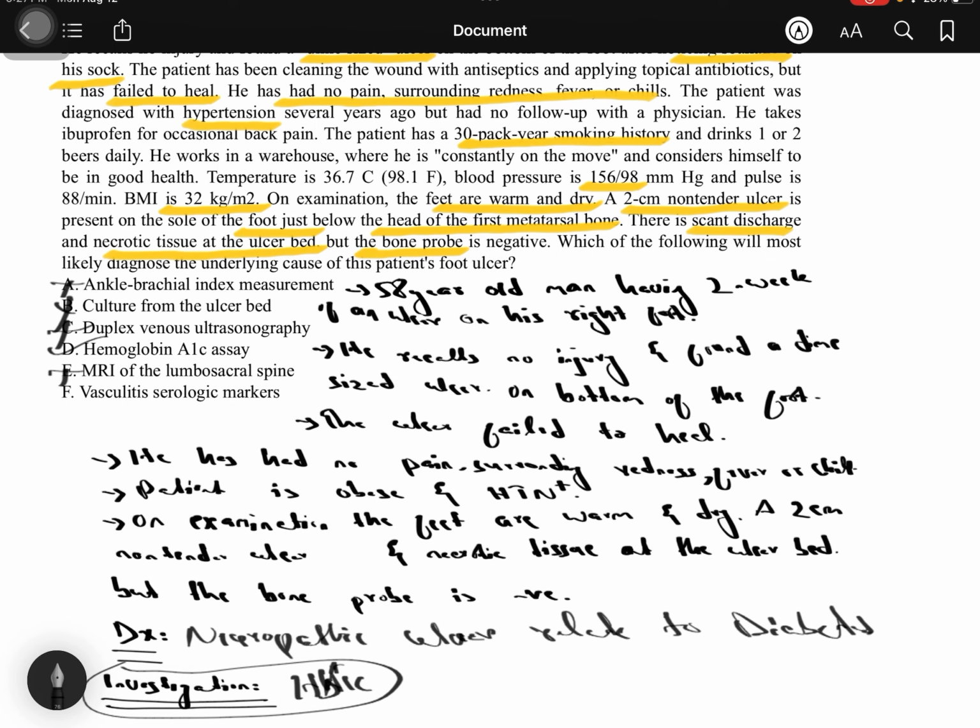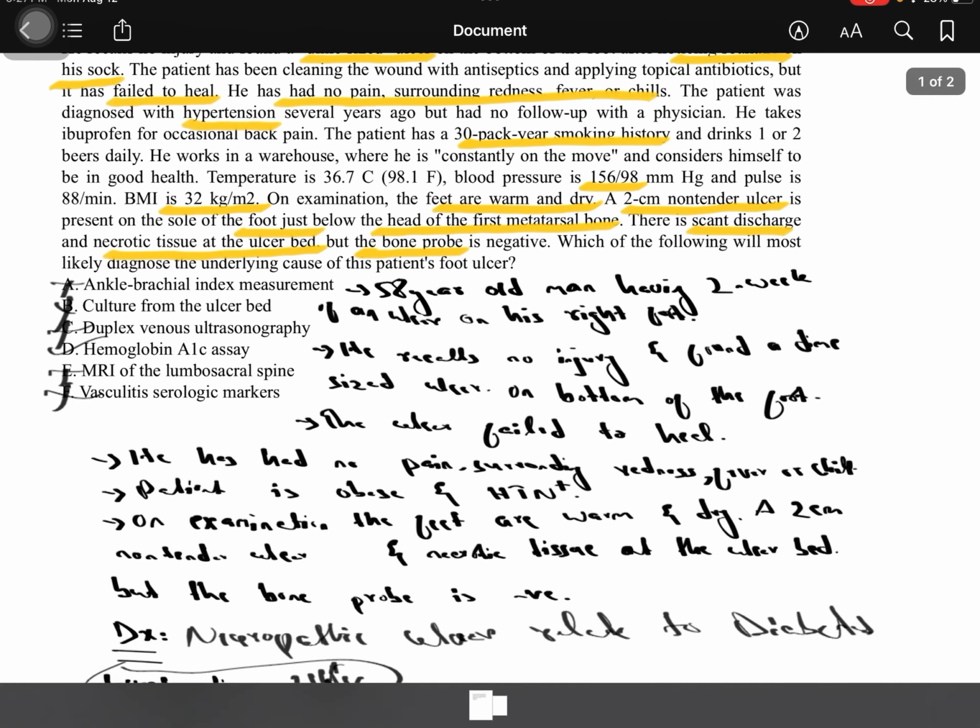Doppler ultrasonography can identify venous insufficiency or obstruction. Choice E, MRI of the lumbosacral spine. MRI of the spine is used for evaluation of lumbosacral radiculopathy, which typically presents with pain in the low back that radiates to the foot. Choice F, vasculitis serologic markers. Vasculitic ulcers are typically painful and are usually associated with additional skin features such as non-blanching petechiae or purpura.